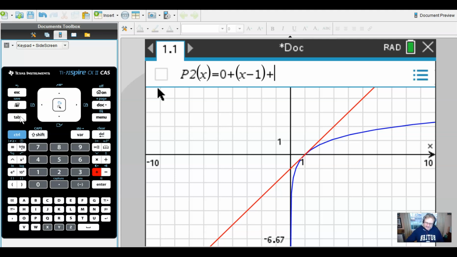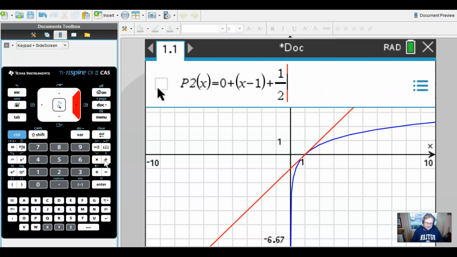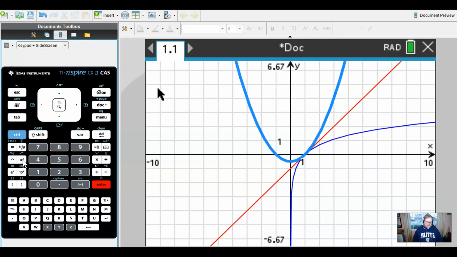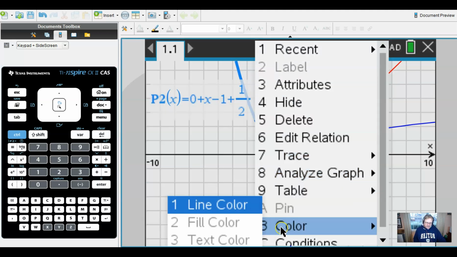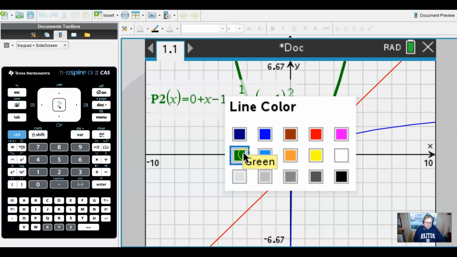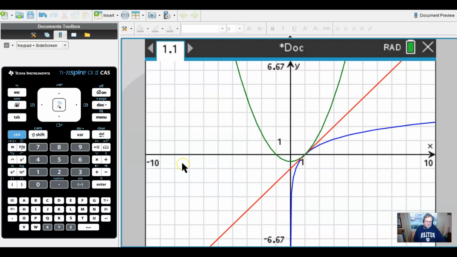Plus, and then if you remember, it had a 1/2. We'll try to get that 1/2 in there. There we go. And then it was a quantity x minus 1 squared. Now that's going to graph again in this nice little Carolina powder blue. I'm going to change that to, how about green, to make it match what I've been doing before. And as you can see, we're getting a better approximation, very likely, over a longer stretch.